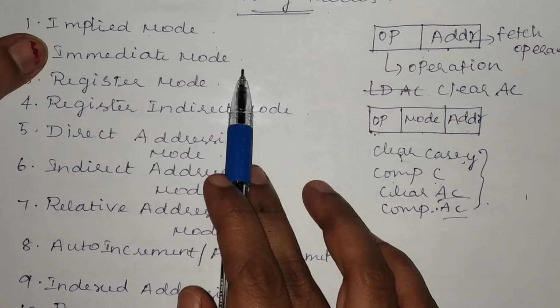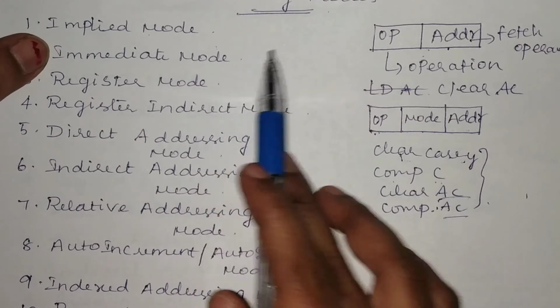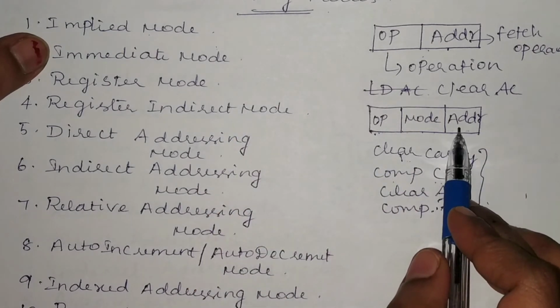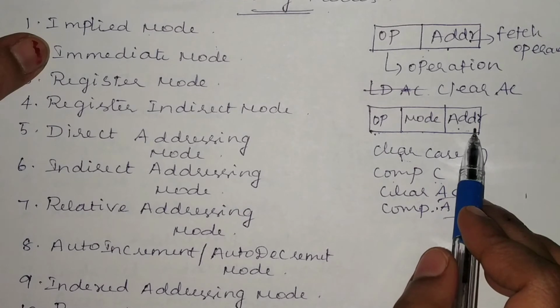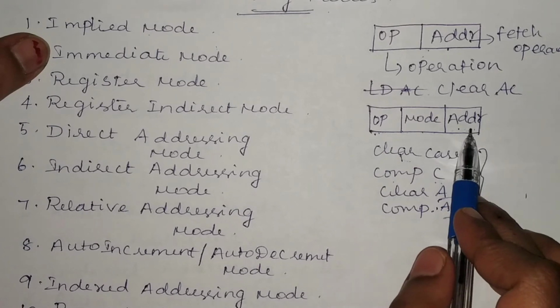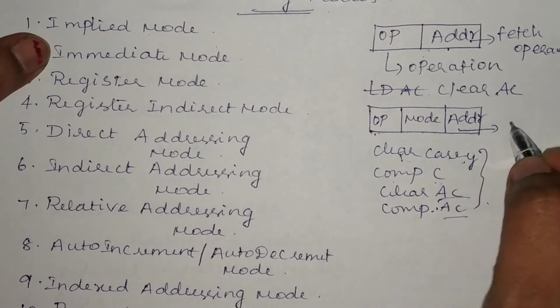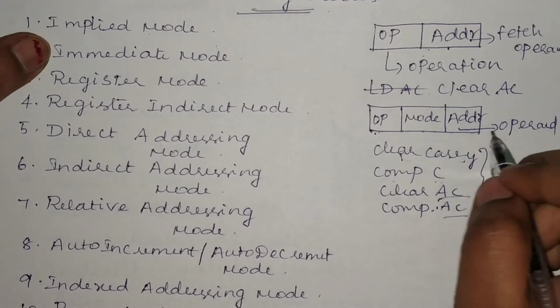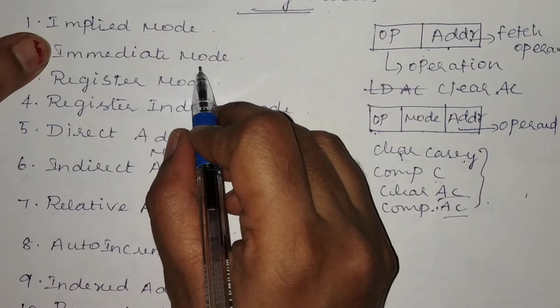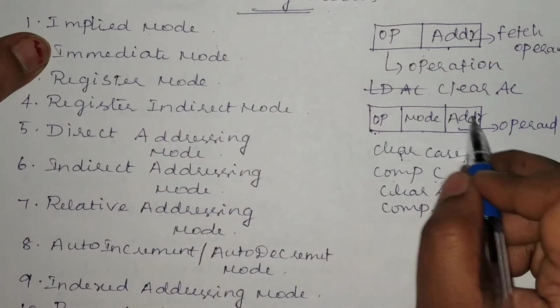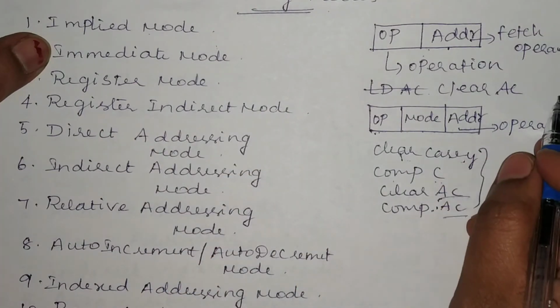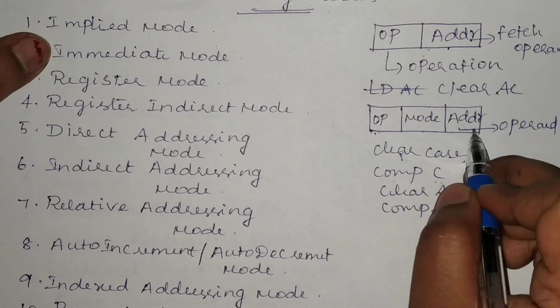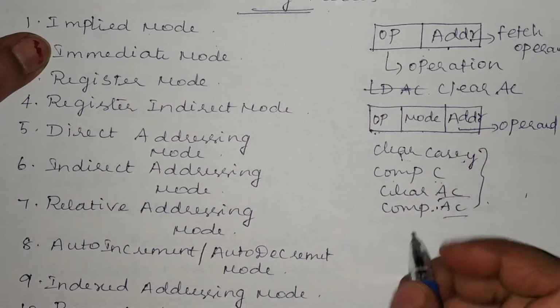Next one is immediate mode. Immediate mode means the address part of the instruction will not contain any address. Instead of that, it will contain the operand itself. So we can fetch the operand directly from the address part of the instruction, which is immediate mode. We don't get the operand from any other specified location; we get that operand in the instruction itself.